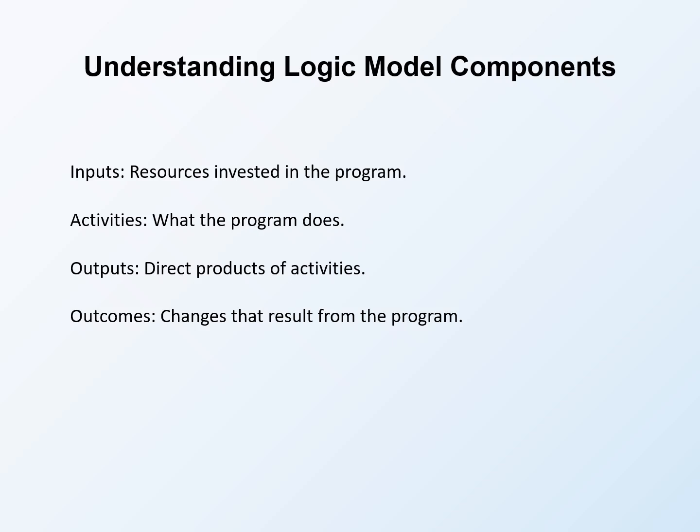Outcomes are the changes that result from your activities, typically organized into short-term, intermediate, and long-term outcomes. Short-term outcomes might be changes in knowledge or awareness. Intermediate outcomes might be changes in behavior or practice. Long-term outcomes are the ultimate impacts you seek, often changes in conditions or systems. The power of a logic model is in the connections between these elements, the if-then statements that explain why your activities should produce your outcomes. These connections are exactly what AI can help you stress test.